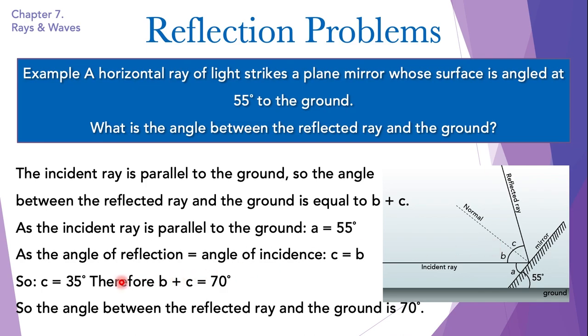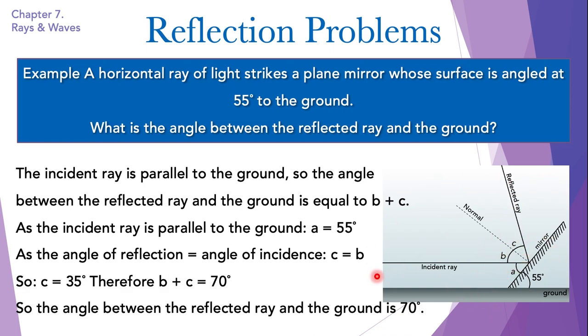As the angle of reflection is equal to the angle of incidence, C is equal to B. So C is going to be 35 as well if B is 35 degrees. So therefore B plus C becomes 70. And so the angle between the reflected ray and the ground is going to be 70 degrees, because the incident ray is parallel to the ground. We take the incident ray as the ground.